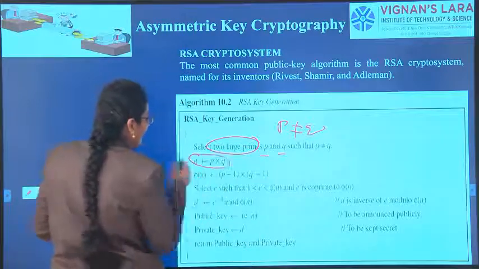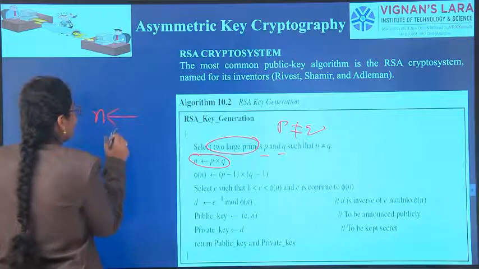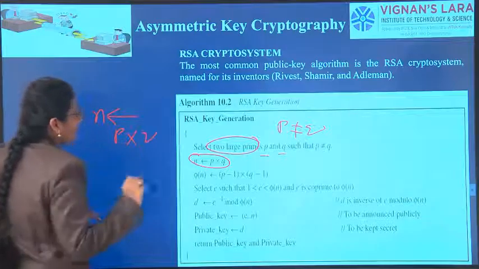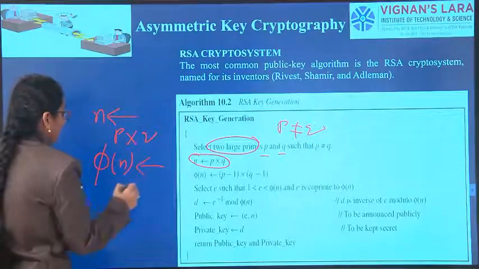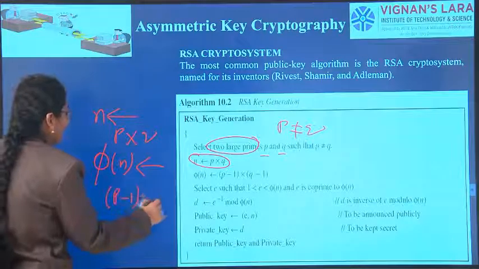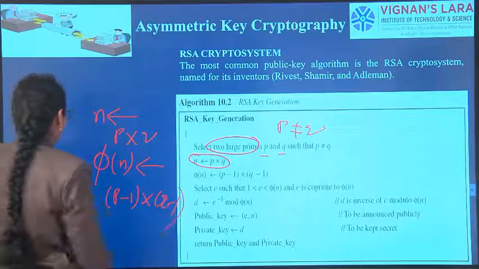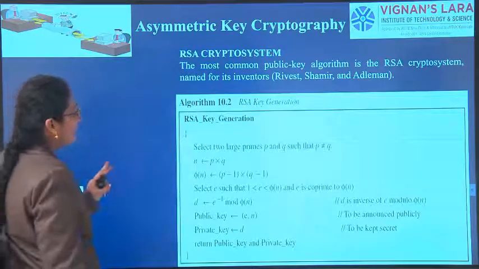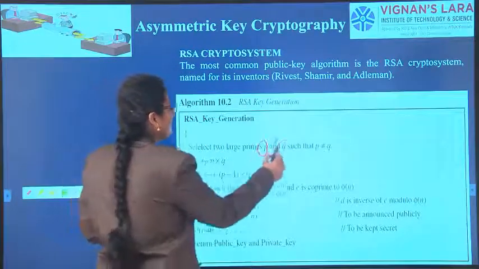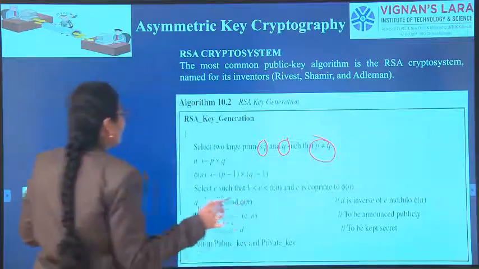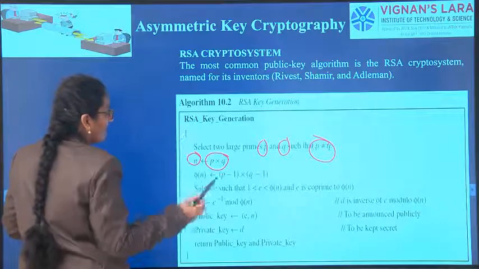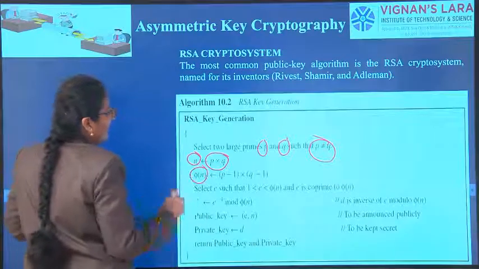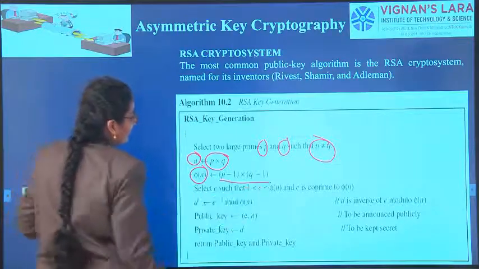Then you have to find N. N is also an integer, the product of P and Q. Then you have to find phi of N. Phi of N is nothing but P minus 1 into Q minus 1. So what you have to do? First take two large prime numbers P and Q, P not equal to Q. Then find the product of P and Q, which is N. Then find phi of N, which is P minus 1 into Q minus 1.